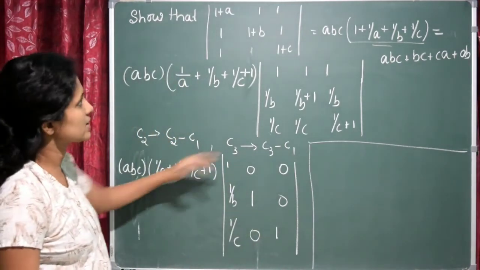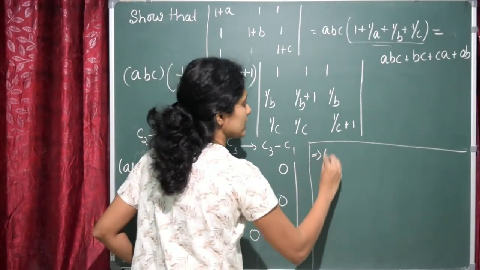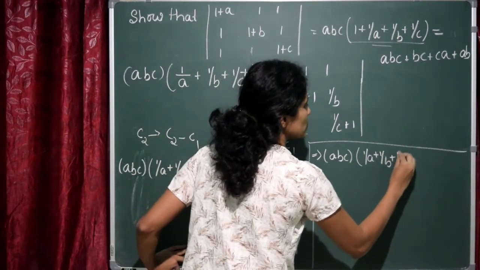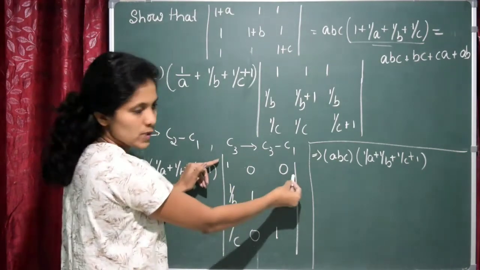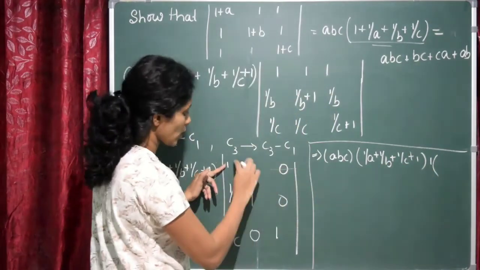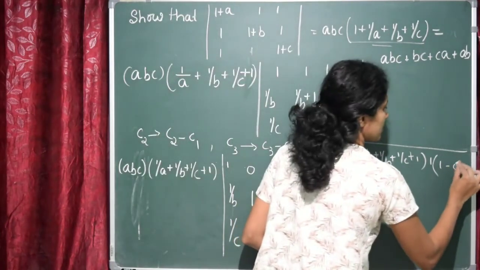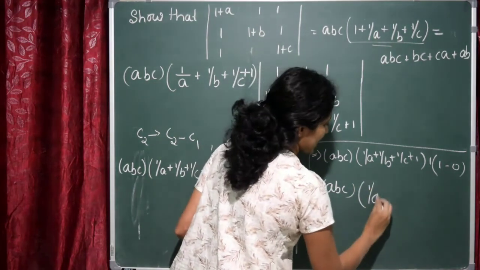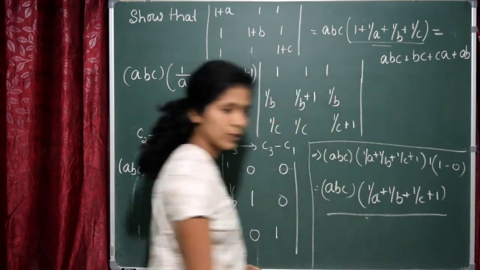So, we have this one, ABC into this one. So, this should be equal to, if it is 1, then we got that, right? So, this is equal to, I will write this as it is, ABC into 1 by A plus 1 by B plus 1 by C plus 1. Now, we'll expand along the first row because here 2 zeros are there. So, delete first row and first column, 1 into 1. This will be now 1 minus 0. Is it clear? So, we proved this is equal to ABC into 1 by A plus 1 by B plus 1 by C plus 1. This is the proof. I hope you understood this one.